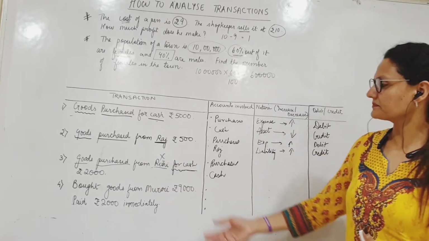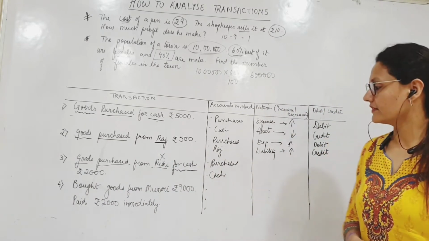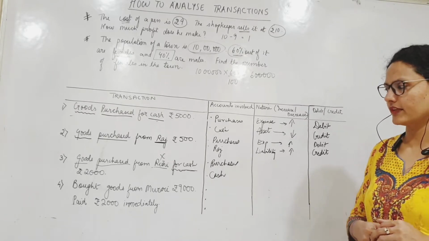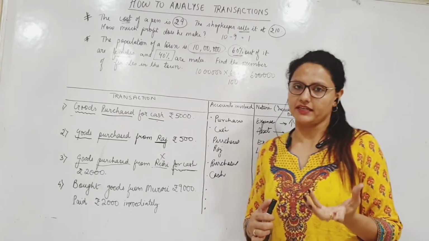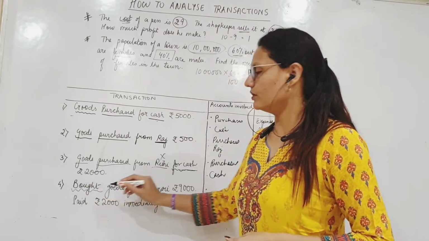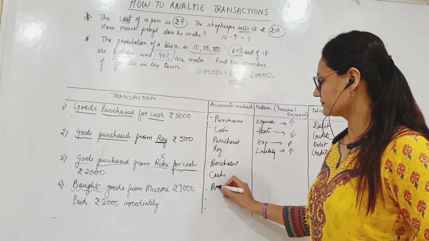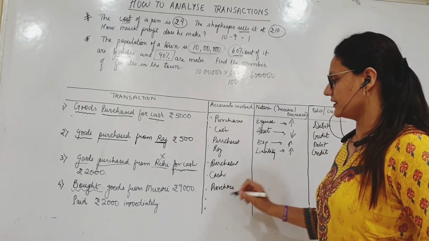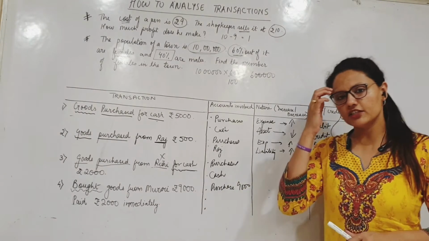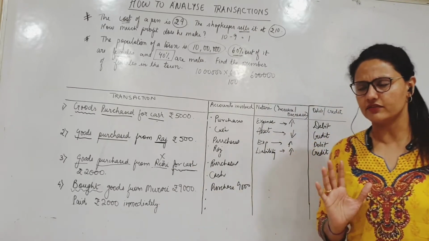ठीक है? Last one here. Bought goods from Murari. 9,000. Paid 2,000 immediately. अच्छा. Bought goods मतलब अगर bought meaning purchased. So चाहे bought दिया हो, चाहे purchase दिया, जाएगा ये purchase account. तो goods तो purchase किए, कितने का किए? 9,000 का किए. तो मेरा purchase का expense कितना हो रहा है? 9,000. Right? Goods worth 9,000 I have received.